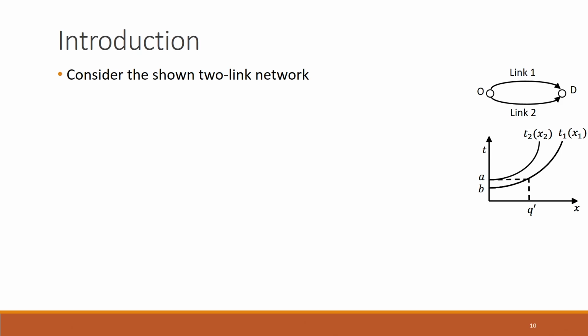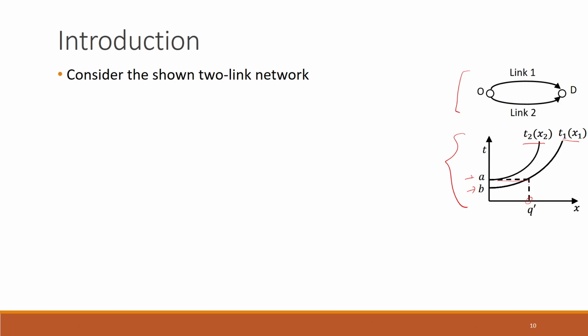Suppose we have a two-link network here which is shown. We have the travel time functions which are plotted here for both the two links. So this is the travel time function of the first link, this is the travel time function of the second link. This A is the free flow travel time on the second link, B is the free flow travel time on the first link. Here you can see that we have drawn a horizontal dash bar from A, and then wherever it strikes the link performance function of the first link, we have dropped a vertical dash. So this value is called Q dash.